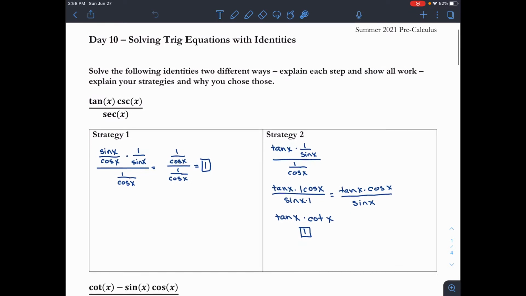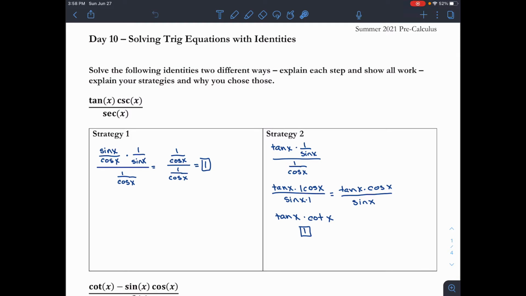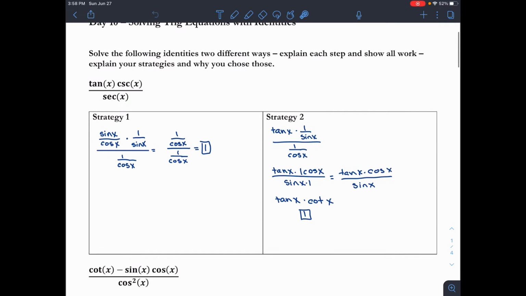Okay, so this is day 10. First, what we have to do is solve the following identities in two different ways. Explain and show all work. Explain the strategy and why you chose this. Okay, so first, we have tan x equals cosecant x all over secant x.